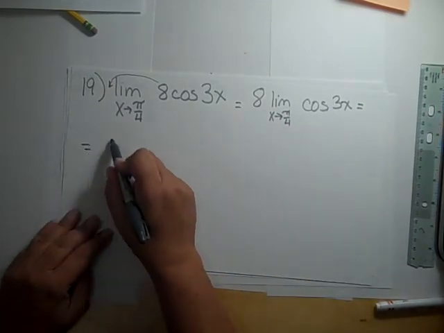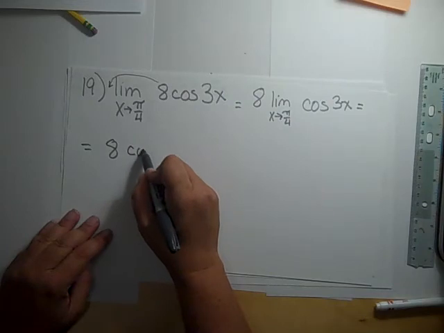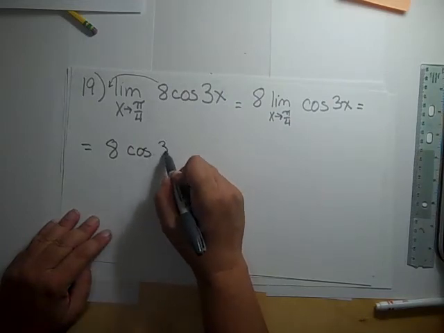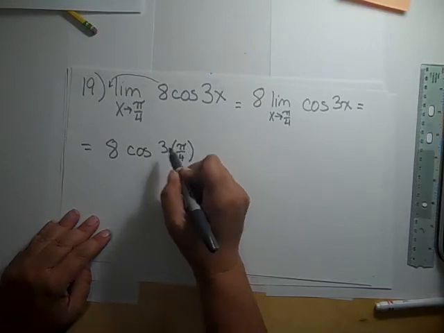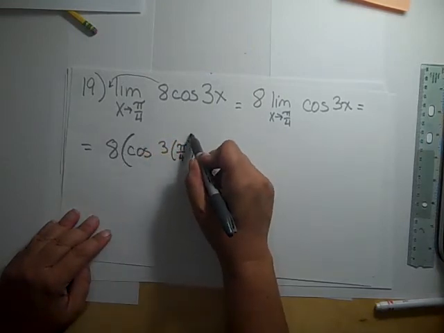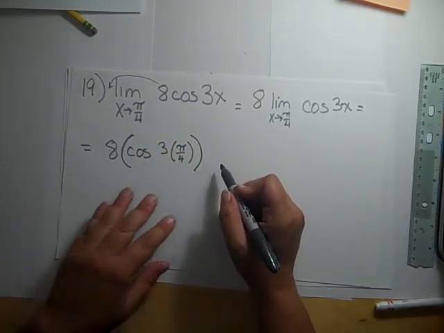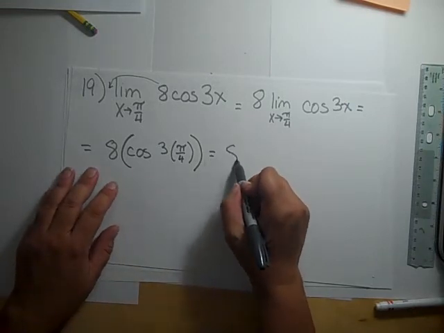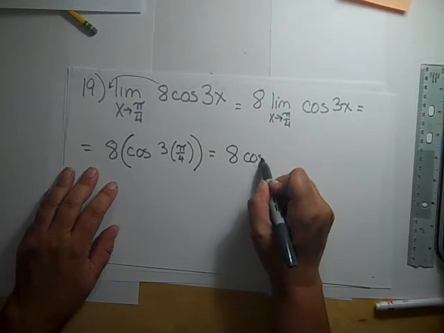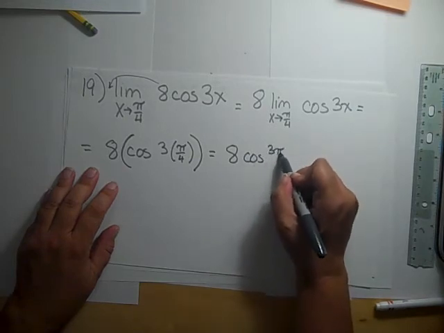Okay, so let's just plug in now our pi over 4. So that's going to equal 8 cosine 3 times pi over 4. And you know what? I'm going to add some parentheses here so we don't get mixed up. Now notice I don't have any x's. That's why I stopped the limit notation. So that's 8 cosine 3 pi over 4.